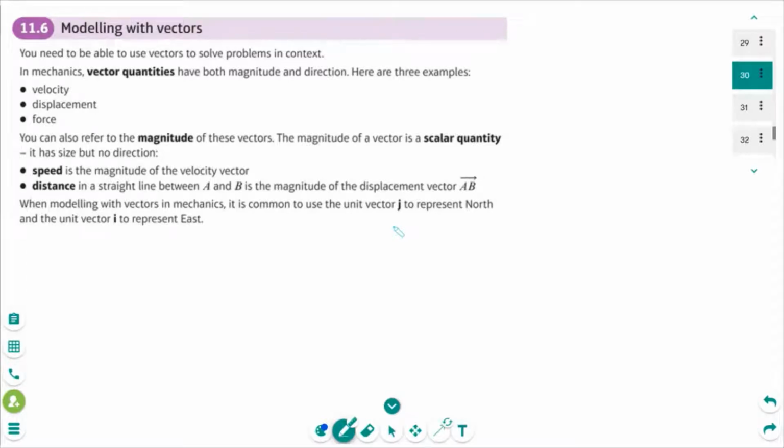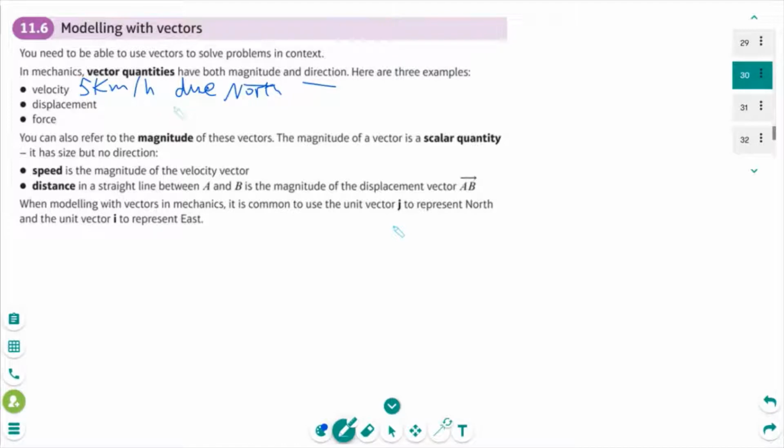So we know vectors have two components, a magnitude and direction. I mentioned velocity earlier. An example of a velocity would be 5 kilometers per hour due north. So velocity has a speed and a direction, and that 5 kilometers due north represents a vector quantity.